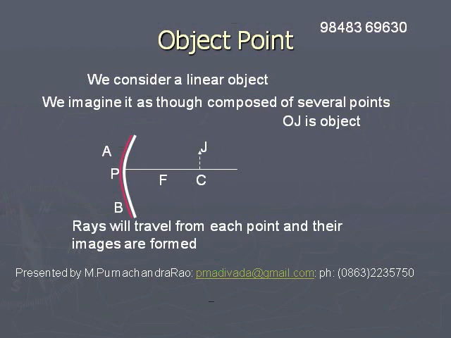Generally, we consider the topmost point of the linear object, and from this point we draw two rays. We select two rays and use them for forming the image. The image formed is the image of the point object, which is the tip of the linear object.